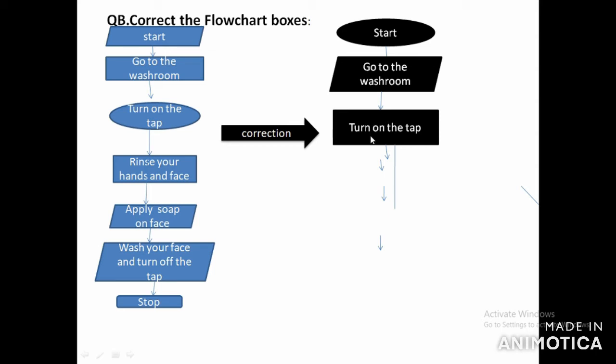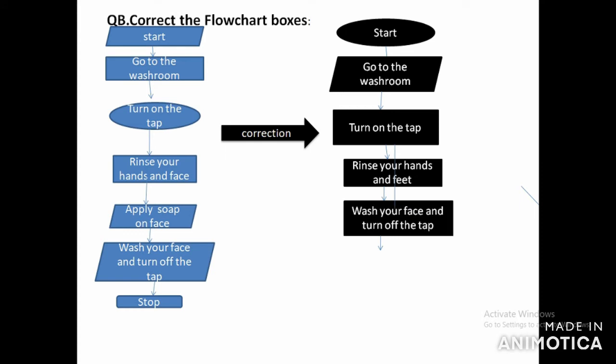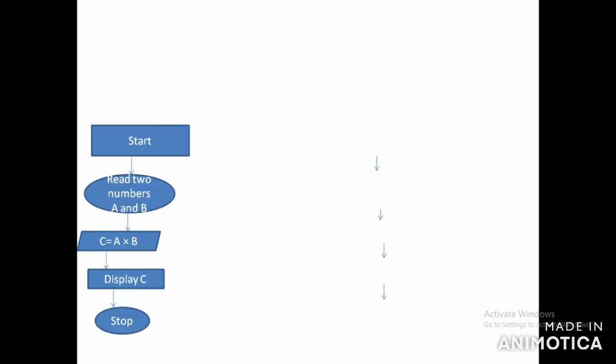Turn on the tap. Next, rinse your hands and feet. This is also a processing box, so it should be a simple rectangle. The next is wash your face and turn off the tap. So this is also a processing action, so it will be a simple rectangular box. And finally, the stop should be written in this type of box. So children, this was the question number 2.